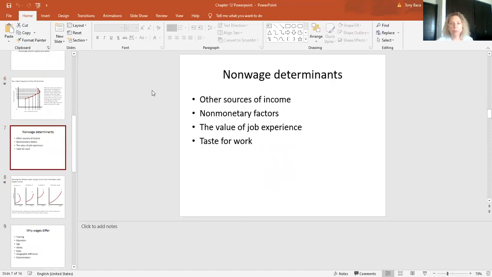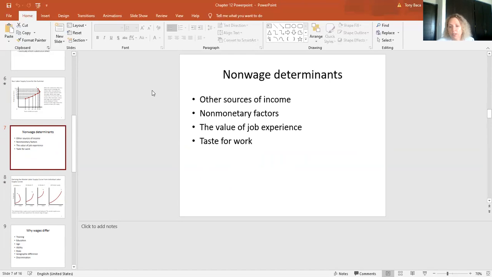All right, so other than wage, there are things that do come into consideration when we think about your labor supply curve. The first is going to be other sources of income. It's not all about the money for people that have other sources of money. People that have trust funds, investments, rental income, Social Security, pensions, whatever, are going to have other sources of income, and that is going to be a huge factor in their labor supply curve and what it looks like.